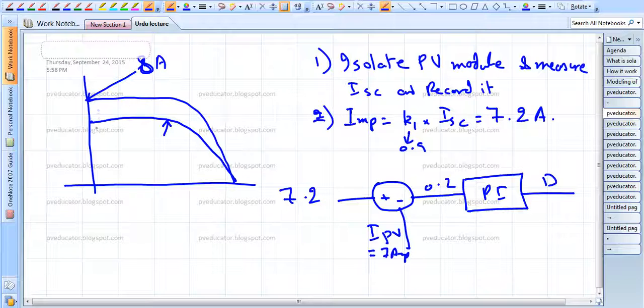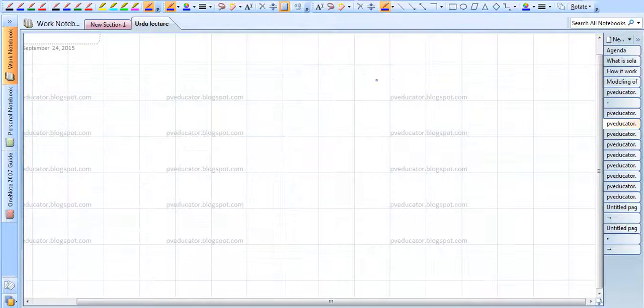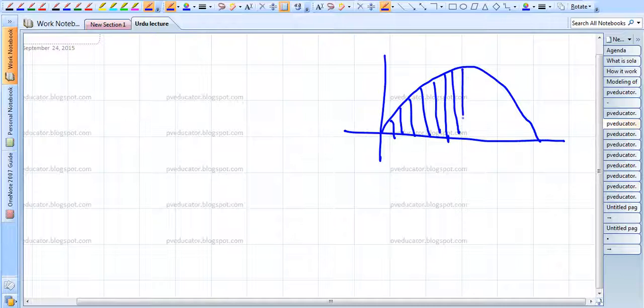So in order to cope with this, most of the conventional techniques work on two things. Number one is a time based measurement. The time based measurement means that we need to measure the ISC every, let us suppose, 10 minutes. So every 10 minutes means a huge power loss. If we have this type of power curve for our whole day operation, we will be measuring this short circuit current every 10 minutes at a rough scale.